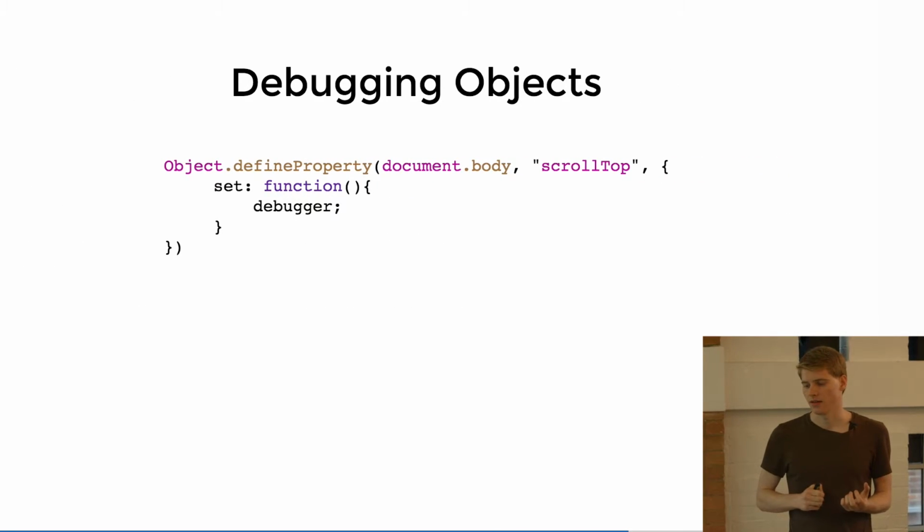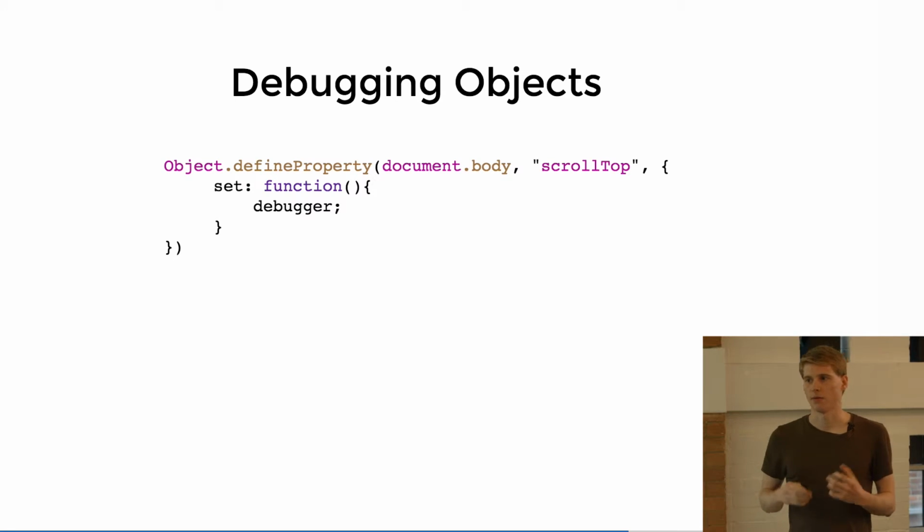One way to do that is using Object.defineProperty. So you have your object, with this document.body. You have the scrollTop property. And then you can pass in a setter and a getter. In this case, all I want to do is pass in a setter function. And then when document.body.scrollTop is assigned to, and the scroll position is assigned a new value, Chrome is going to pause and show you what part of the code is actually responsible for that.